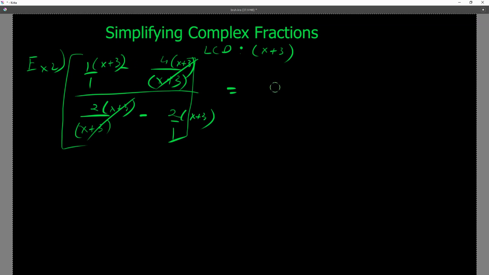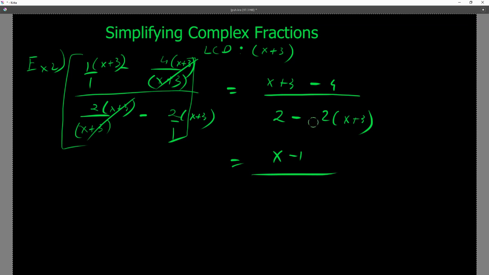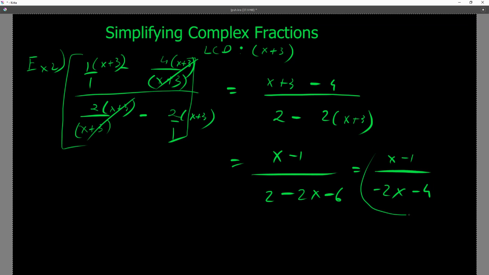So now I have just 1 times x plus 3 is x plus 3 minus 4. See that 4 is right here. Subtract 4. And then here I have just 2 minus 2 times x plus 3. And simplifying that, I have x minus 1 on top because 3 minus 4 is 1. And here I have 2 minus 2x minus 6, which gives you x minus 1 over negative 2x minus 4. And I think I'm done here.